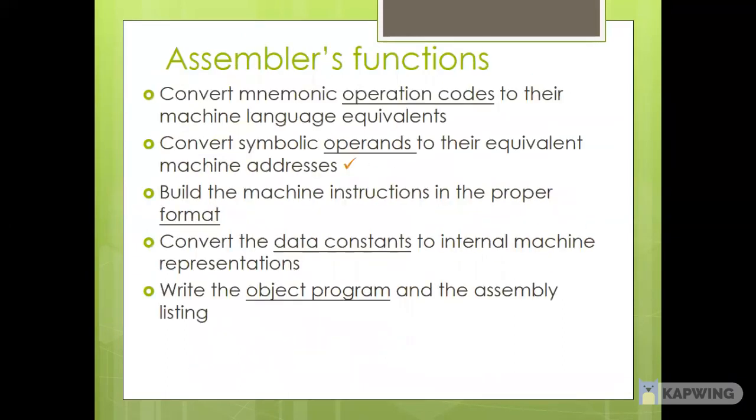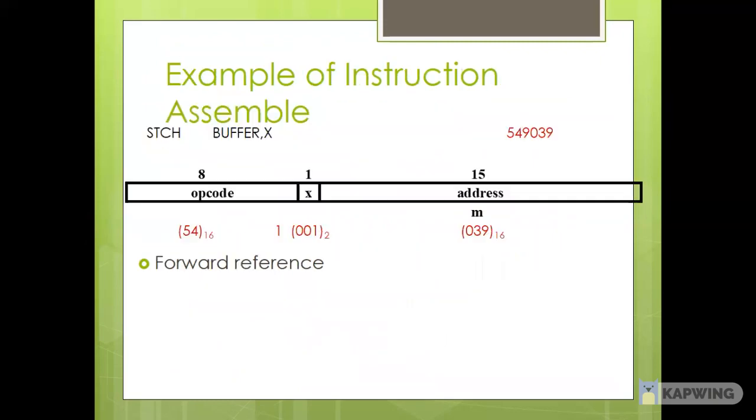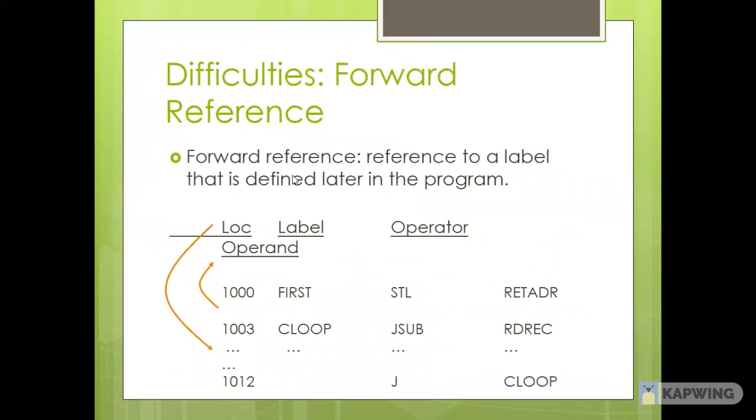So the assembler functions are: convert mnemonic operation codes to their machine language equivalent, convert symbolic operands to their equivalent machine addresses, build the machine instruction in the proper format, convert data constants to internal machine representation, and write the object program and the assembly listing. So this is an example of an instruction as assembled. This is your opcode, then this will be the address, and this will be the source address.